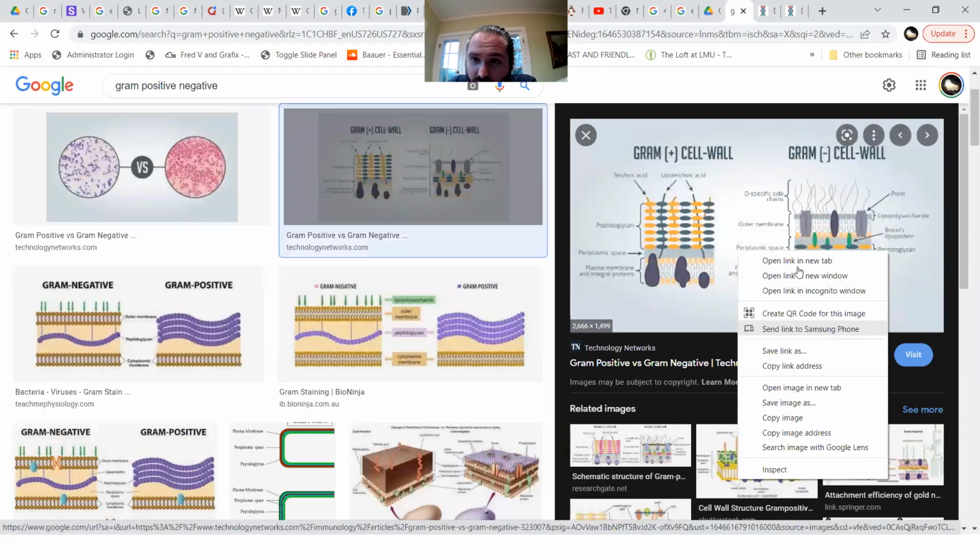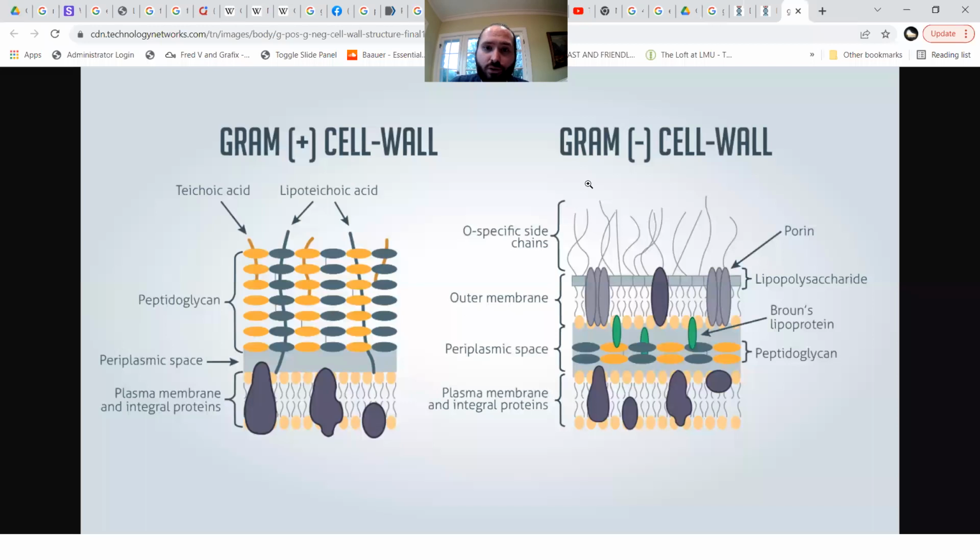So then details of the cell wall for gram-negatives. So here's the lipopolysaccharide. Not lipopolysaccharide, peptidoglycan. Lipopolysaccharide is part of it.